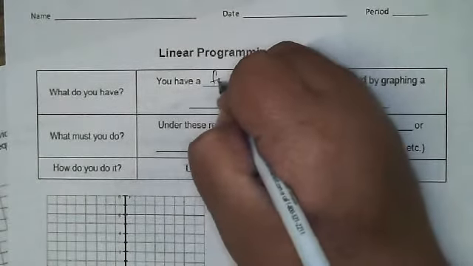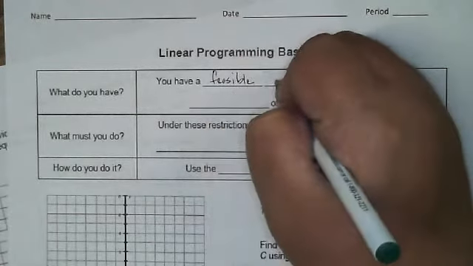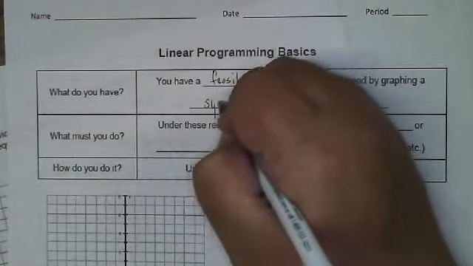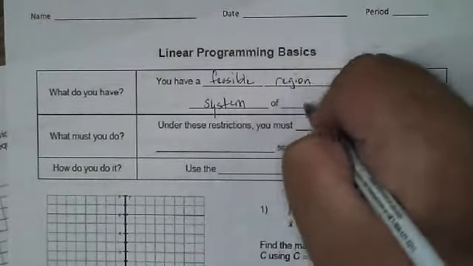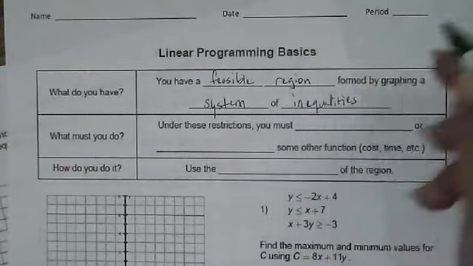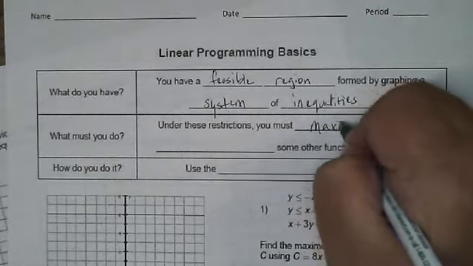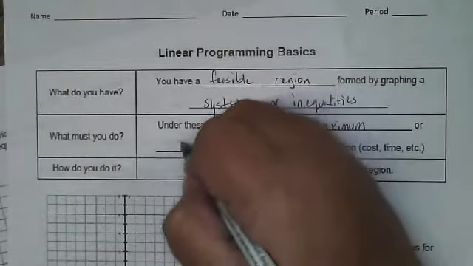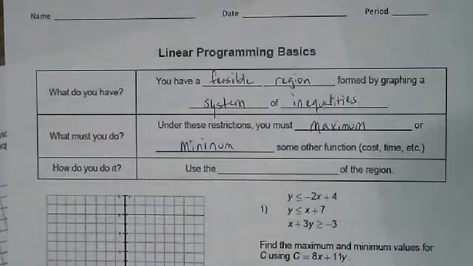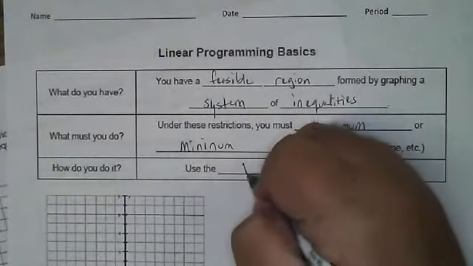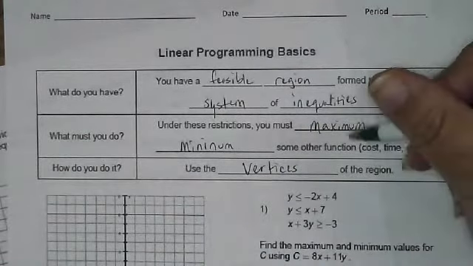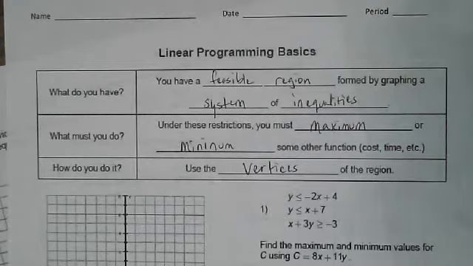We are going to use a feasible region by graphing a system of inequalities. And we're going to find a max or a min to help us find the answer to whatever they're asking. And we use the vertices, or the vertex, of the region to find it. We use it in an equation, and you'll see why.